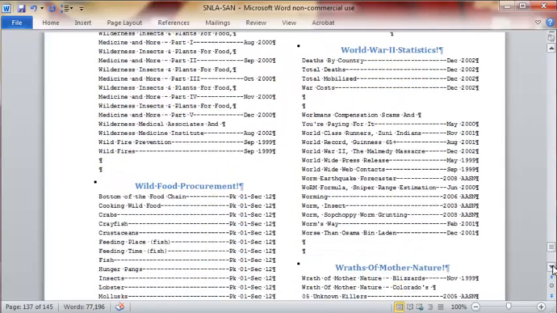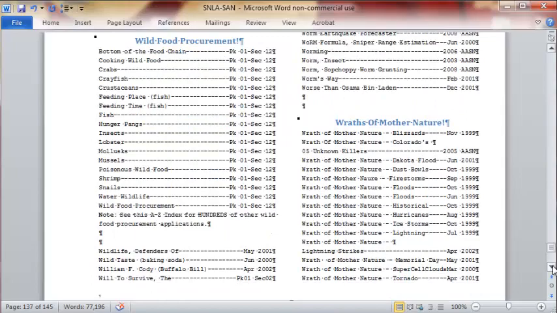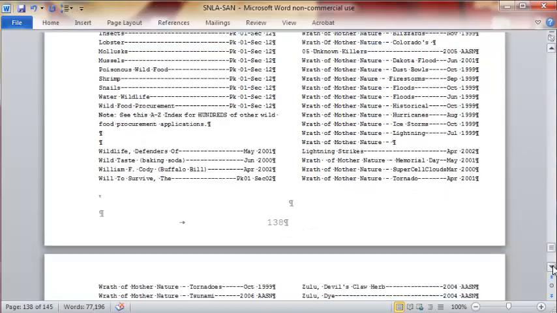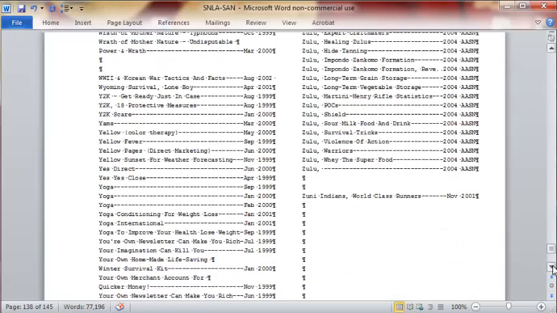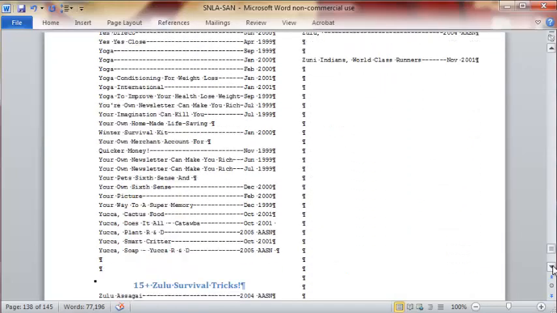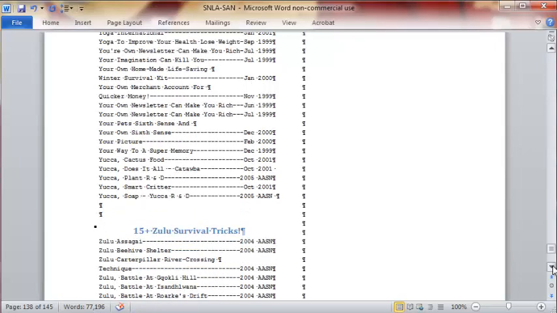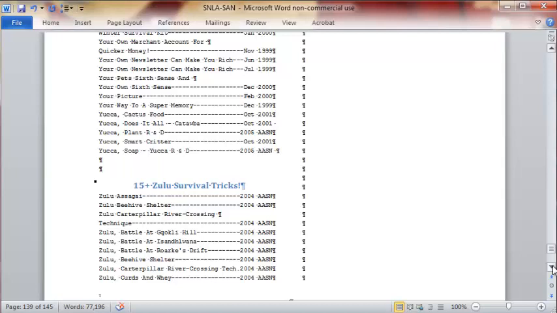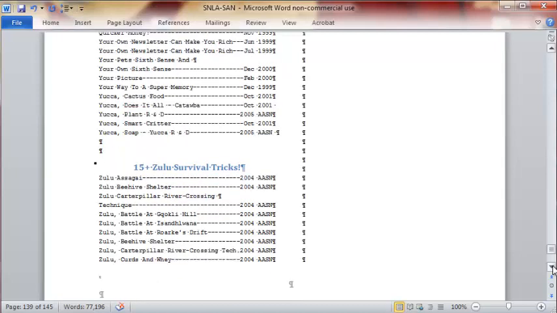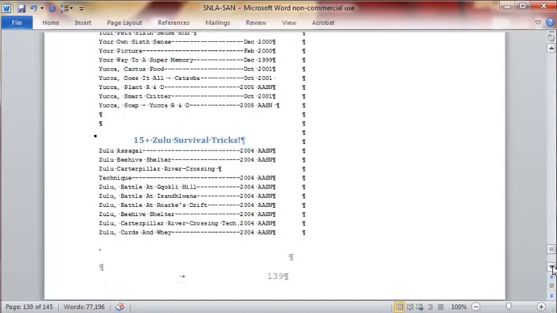World War II statistics, wild food procurement, weather. The wraths of Mother Nature. Good write-up. You see how Mother Nature, all she possesses, doesn't care who you are, whether you're a priest, a nun, or a scumbag. She's going to whoop on you every which way. If you're ignorant or disrespectful, it's coming. My program teaches you how to be respectful of Mother Nature and all she possesses, and know what's coming. Bottom line is avoid survival threats in the first place.